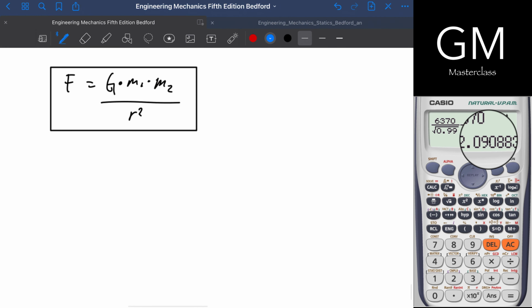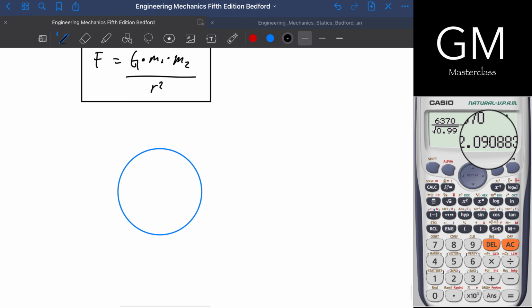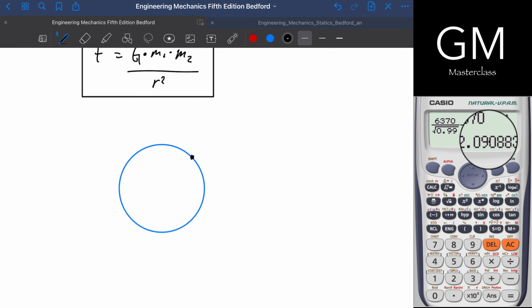Now, because we are talking about a planet or a moon or a gravitational field, and I have, for example, a particle on the surface of the planet, in the case of the Earth at sea level, the center of the planet is going to pull the particle or the object using the gravitational force.